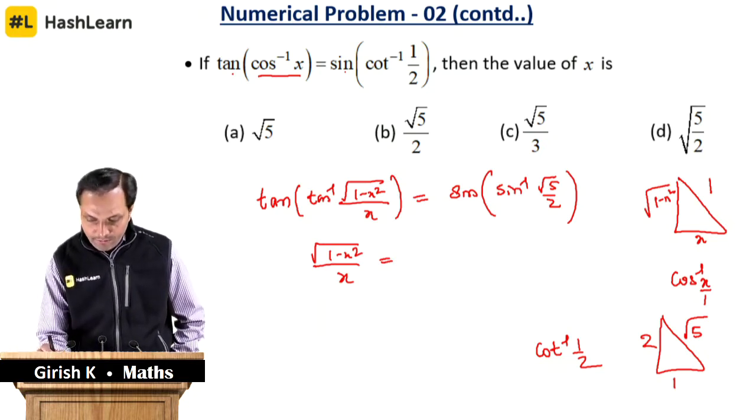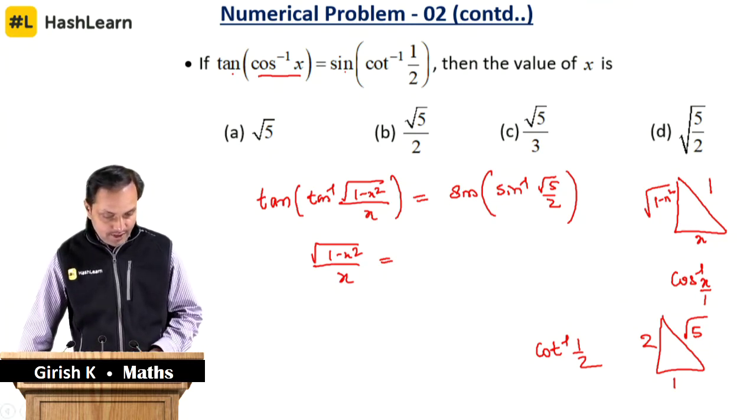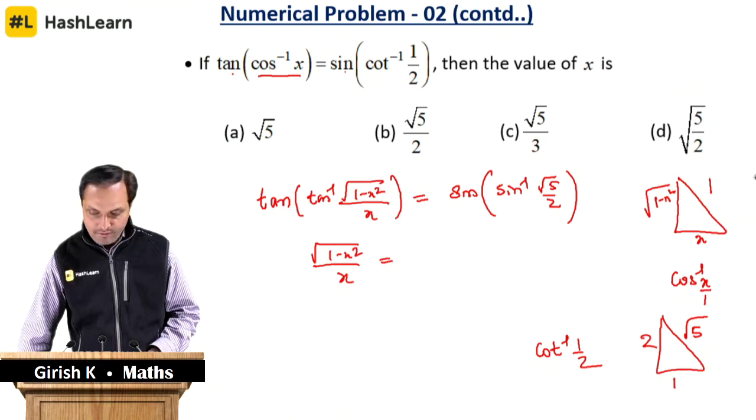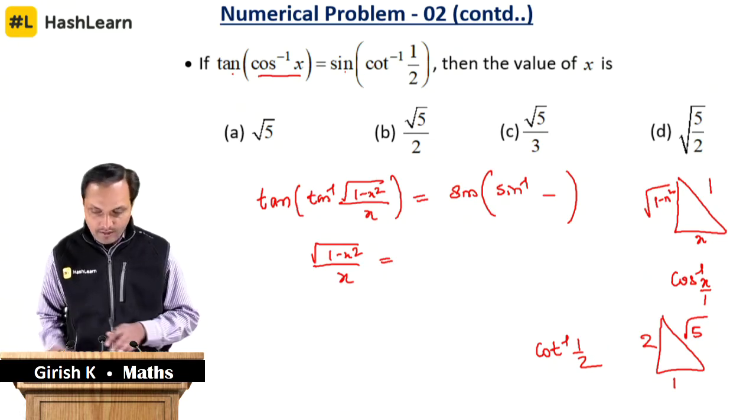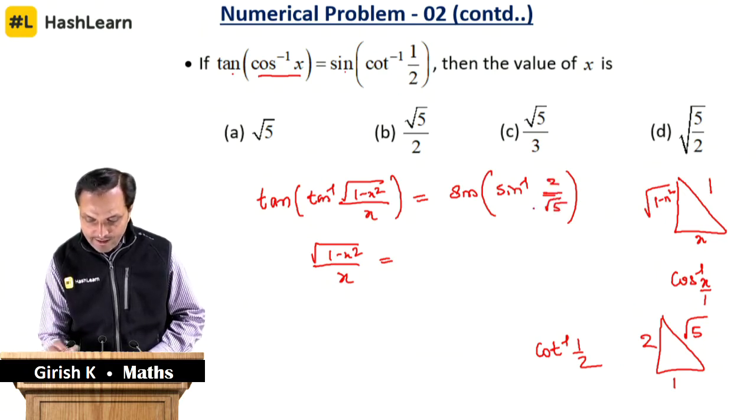So sine is 2 by root 5. That is 2 divided by root 5. That should come in the numerator and this should go in the denominator. So this is 2 by root 5, sine inverse.